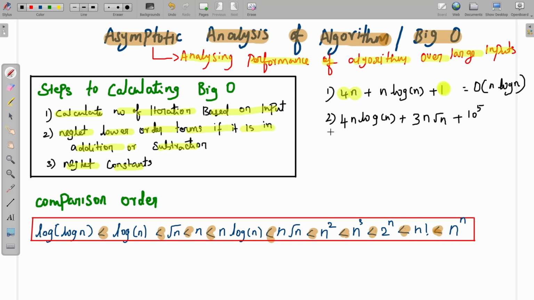Let's take 4n plus 3. In this case, 4 is a constant, ignore. 3 is a constant, ignore.